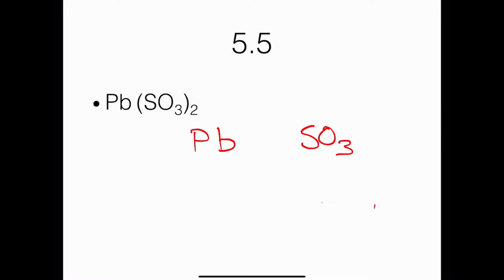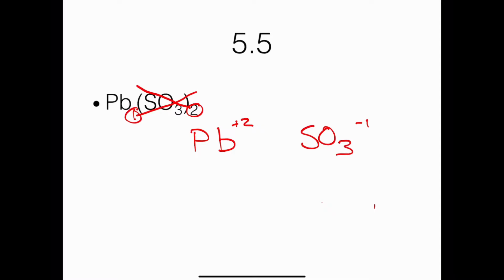We can do the reverse crisscross if we want. We can bring the 2 back up to the top of lead and the implied 1 up to the top of SO3. So this means lead becomes positive 2, SO3 becomes negative 1. However, this should flag you as kind of a problem.